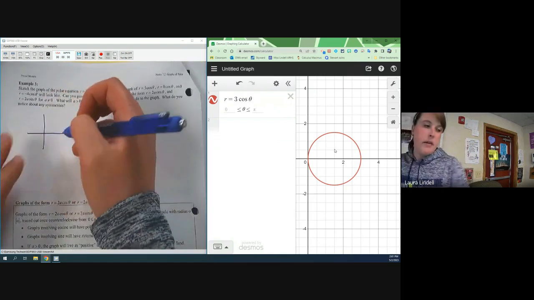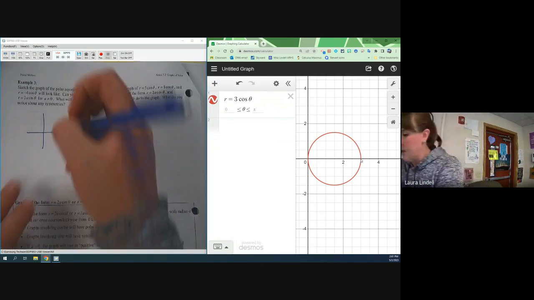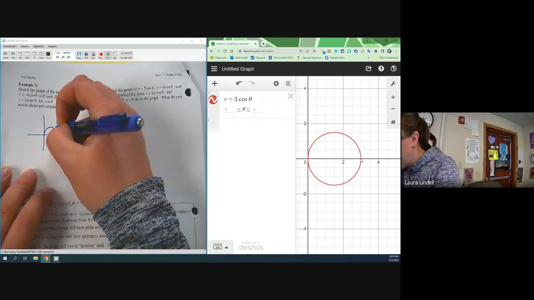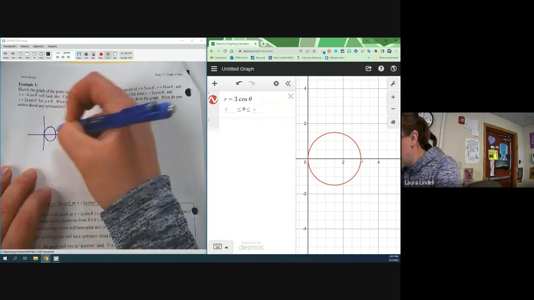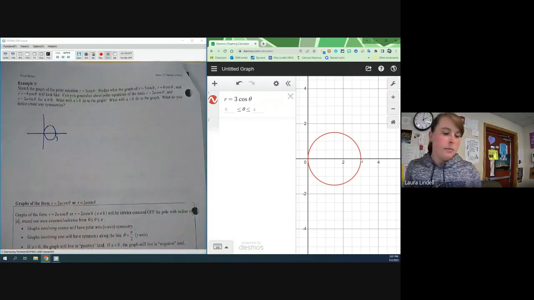And the interesting thing about this circle is that it does go through the pole, but it's not centered at the pole like our last circle was. And it looks like the diameter is 3. So let's draw our circle. The diameter is 3, and it hits the pole, but it does not center at the pole.